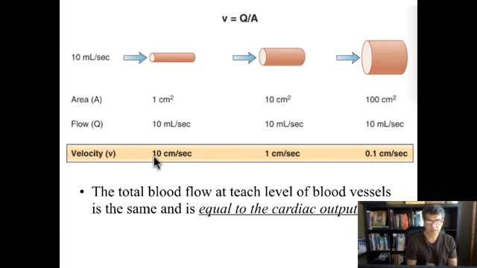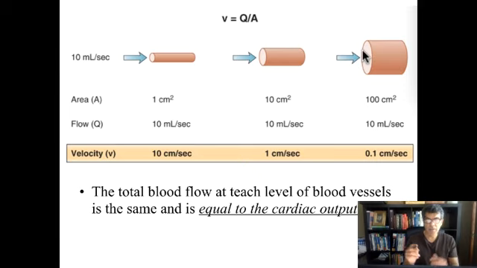So velocity here is 10, velocity here is 1, velocity here is 0.1 centimeter per second. This is very important because that's exactly what's going to happen to our body. Blood is going to come to the aorta, which has a smaller cross-section area. Then it's going to go to a bunch of arteries, so now the total cross-section is going to increase. Then it's going to go to the capillaries, and that is going to increase your total cross-section area dramatically.